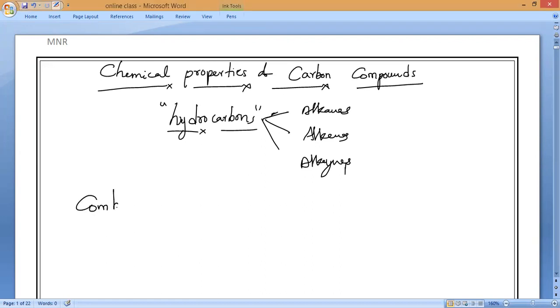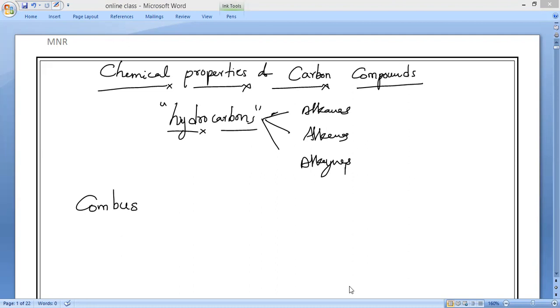In the first chapter, do you remember the combustion reaction we studied? Can anybody tell me what a combustion reaction is? Burning. That is what we used to say. That is the first reaction here, the combustion reaction.